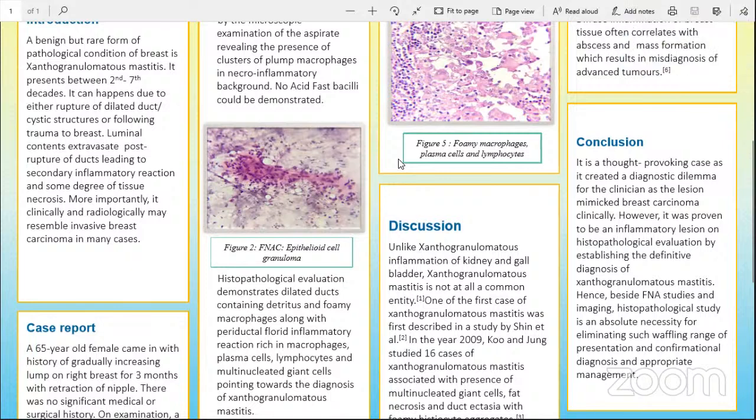What is the chance of getting AFB positive tuberculosis in case of breast? Tuberculous mastitis in India, incidence is less than 3%. Very rare. So even if you diagnose granulomatous mastitis, you have mentioned that you were thinking of tuberculosis. It is very rare. Even if you diagnose granulomatous mastitis, the causes are anything other than tuberculosis. Okay, that's it. Thank you.